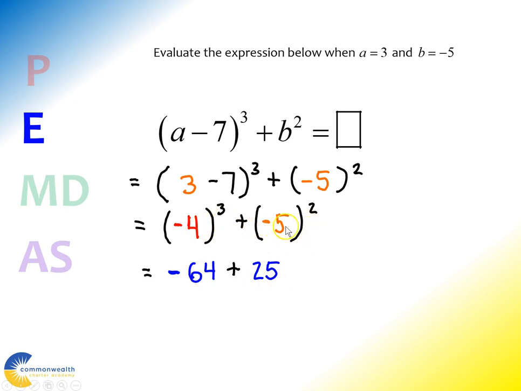On the other hand, when I take -5 and raise it to the second power, it's an even power, so I do expect it to be a positive result. So plus a positive 25. I would then move on to any multiplications or divisions, but I don't have any. The multiplications and divisions are non-existent here. So I would go on to the last stage, my additions and subtractions, and -64 plus 25 equals a -39.